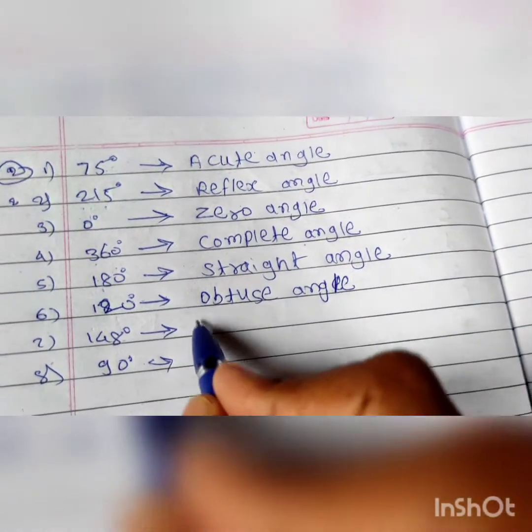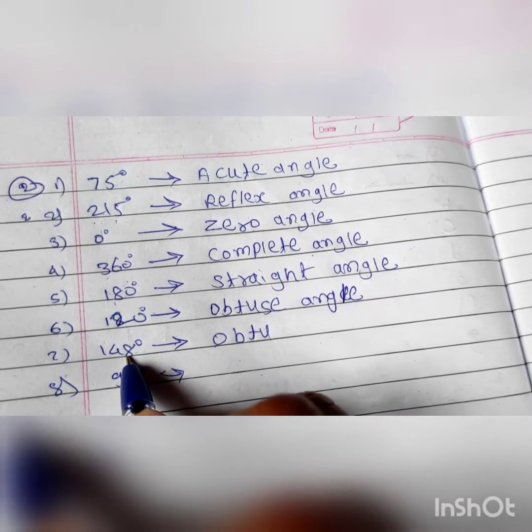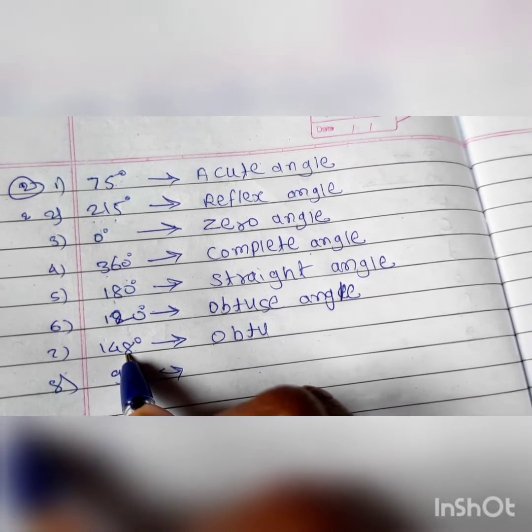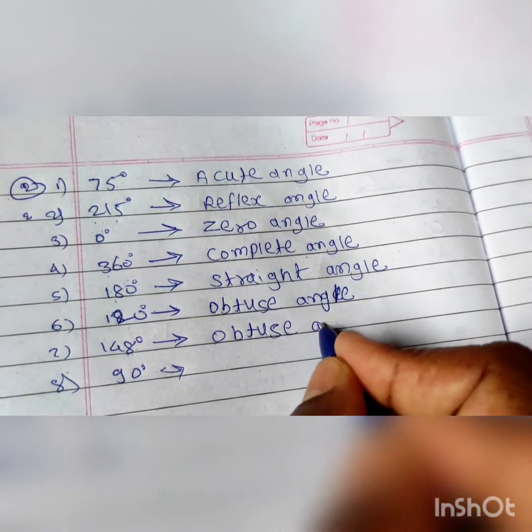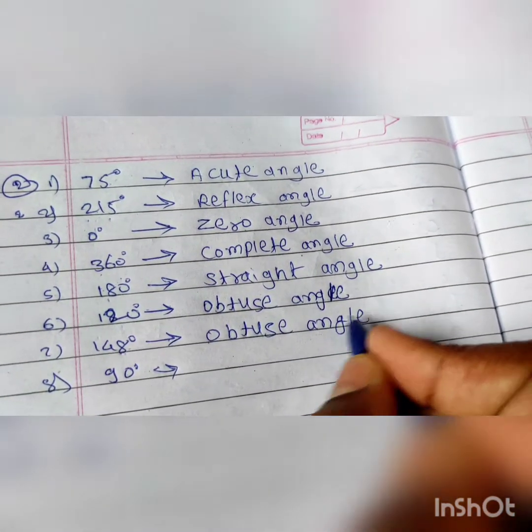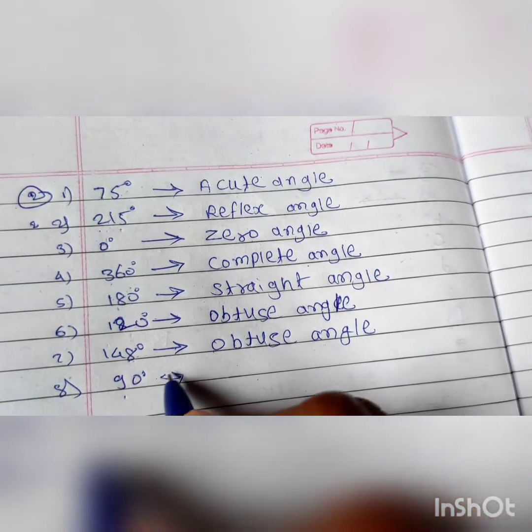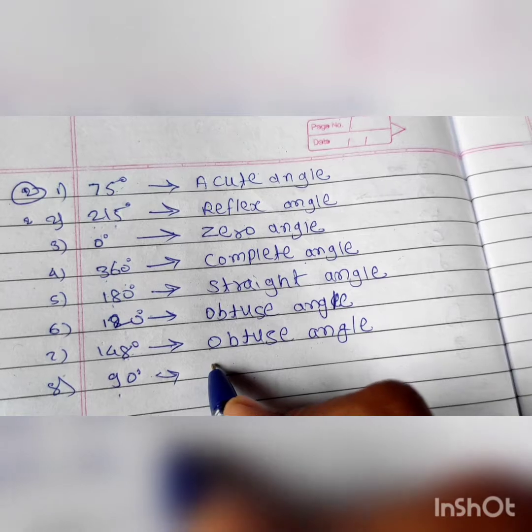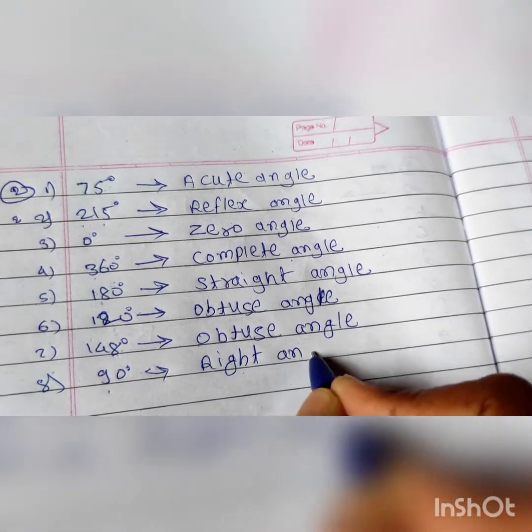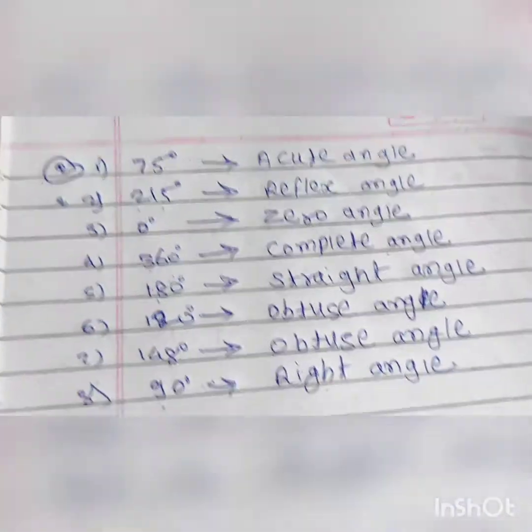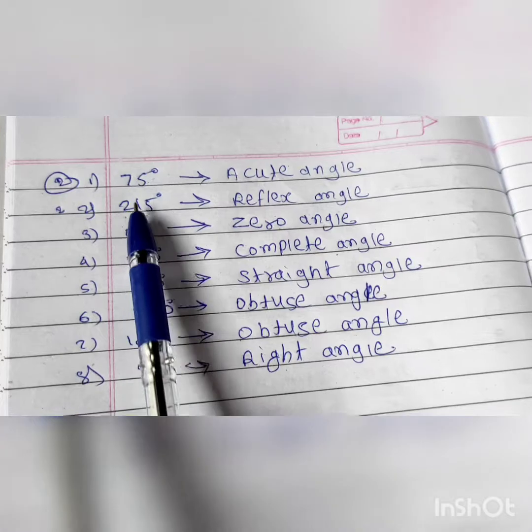This is also obtuse angle because this is greater than 90 and less than 180. So this is obtuse angle. This is right angle because the angle which has measure 90 degree is called right angle. Okay. 75 degree is acute angle.